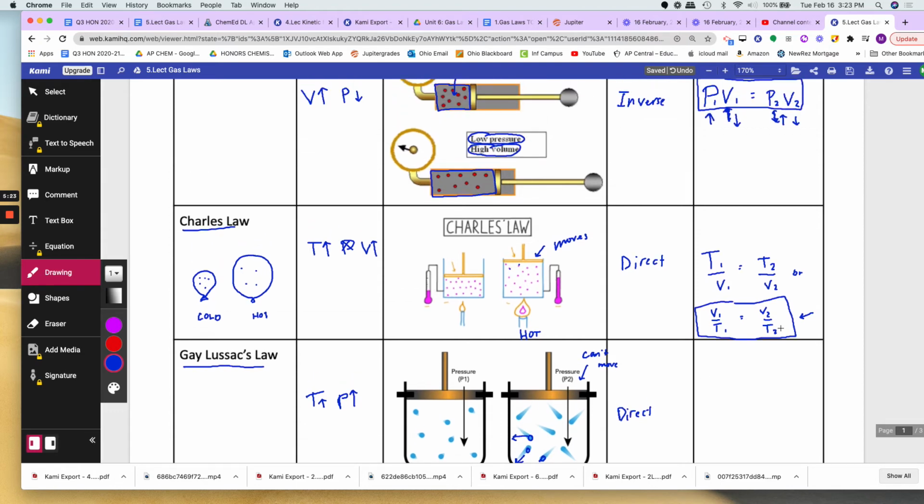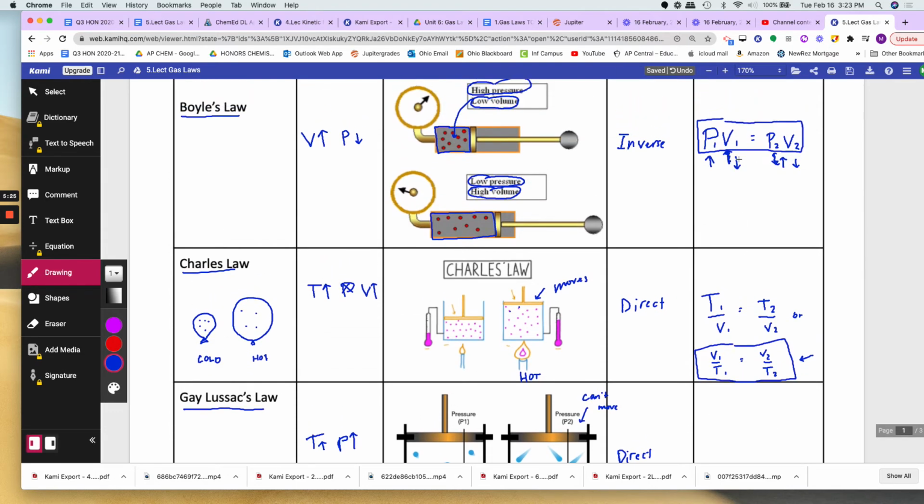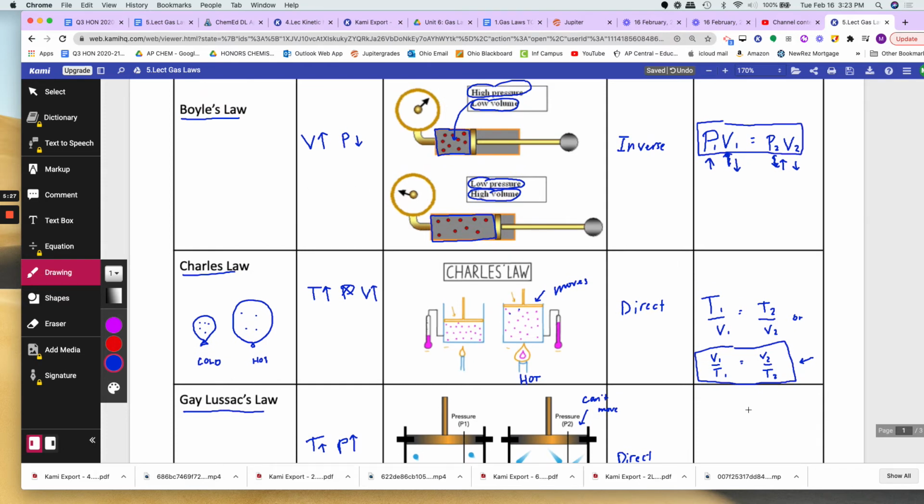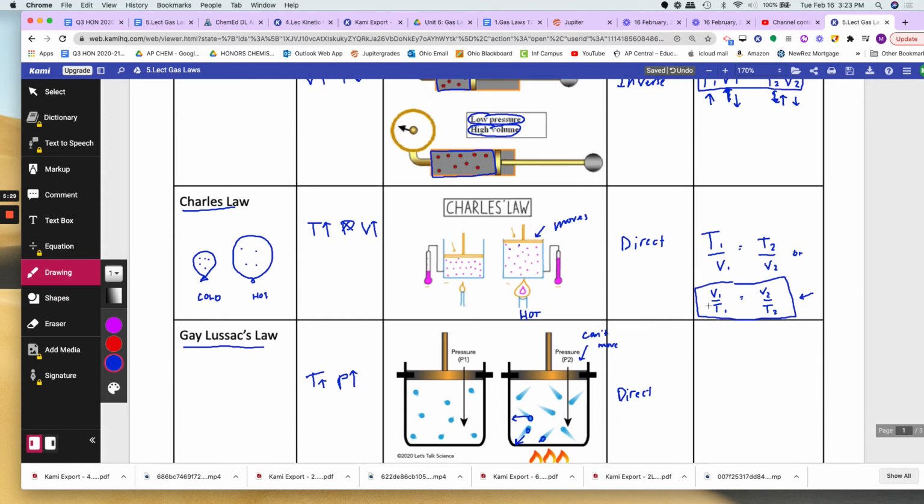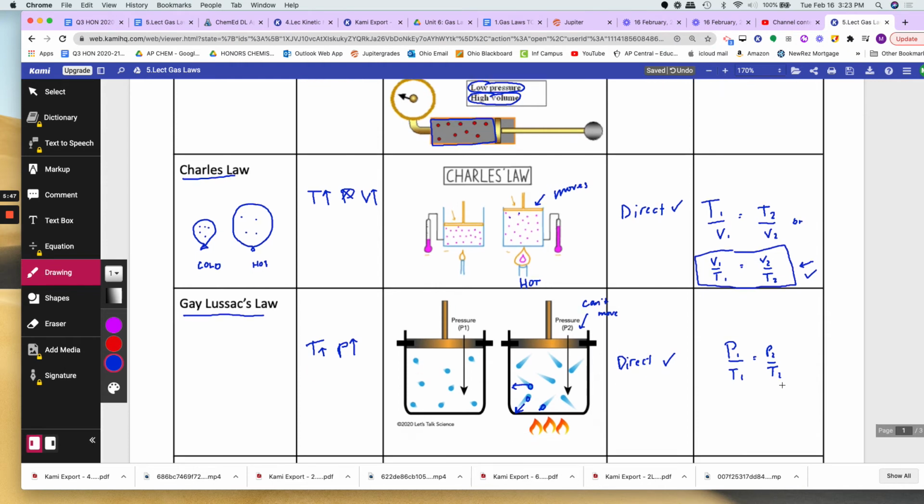So can you guess what the formula would look like? Would it look like Boyle's Law or Charles' Law? You're right. This is direct. This is also direct, so it would look like Charles' Law. Okay, so it would be P1 T1 equals P2 T2. If you double the temperature, you'll also double the pressure.